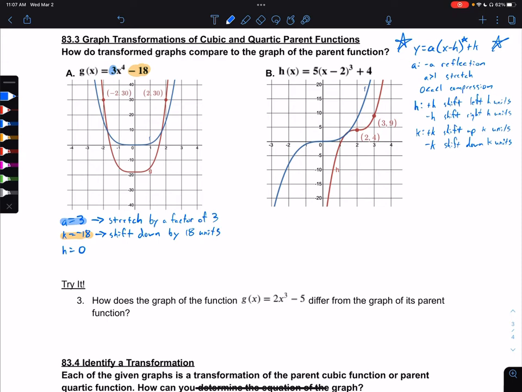That's it. H equals 0. There is no horizontal shift. You don't really need to state that, but since we're going through this as a lesson, it's good to just kind of note that. So there is no horizontal shift.